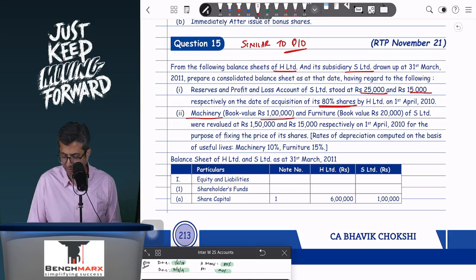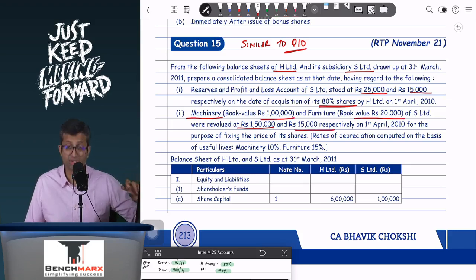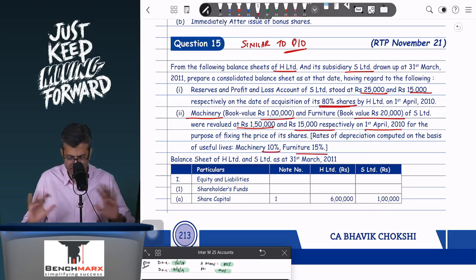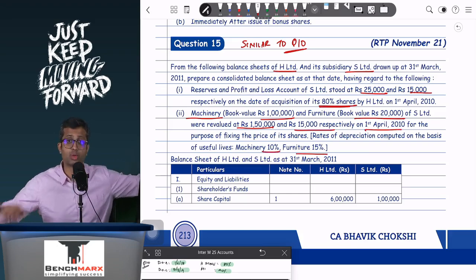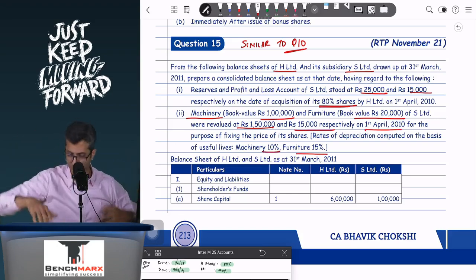Machinery with a book value of 1 lakh and furniture with a book value of 20,000 were evaluated at 1 lakh 50 and 15,000 respectively. As you can see, machinery is going up, furniture is going down on 1st April 10, and the depreciation rates are 10 and 15%. Exactly the same, just that I think in question number 10 हमने सब कुछ into 2 करके रखा हुआ है.